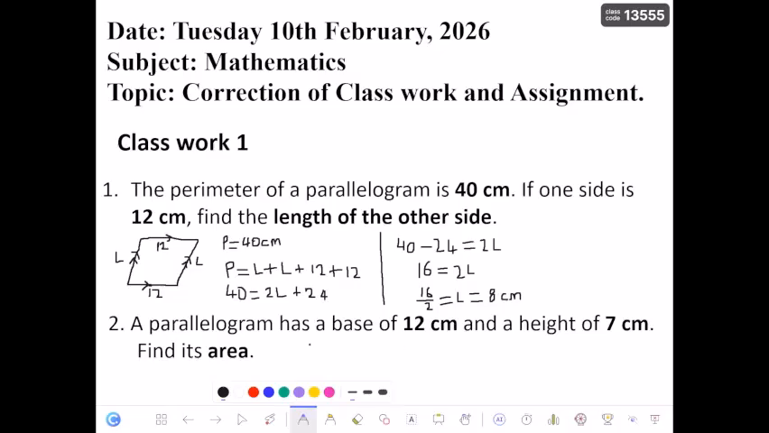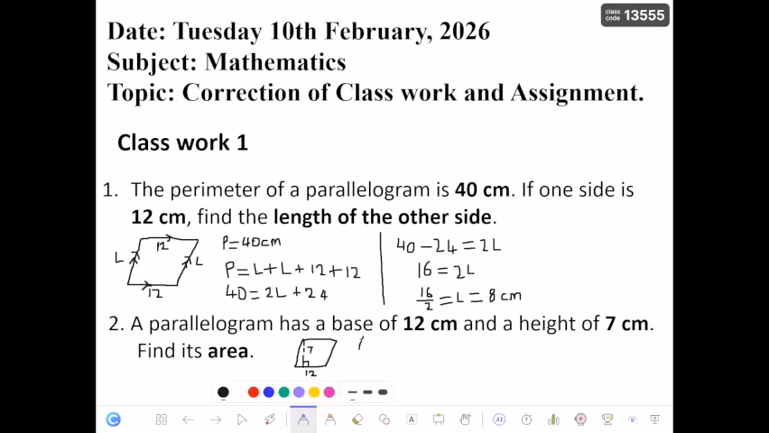If I also have a sketch, let me sketch the parallelogram on this side. So without wasting time, they said the base is 12. Let's call it the base. They now say the height is 7. You know the way we do it. We say the height must be 90 degrees to the base, something like this. So this is the height of 7.